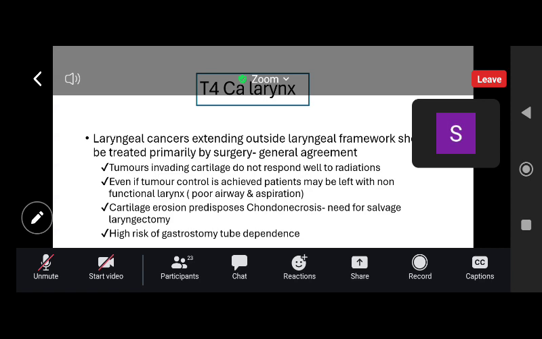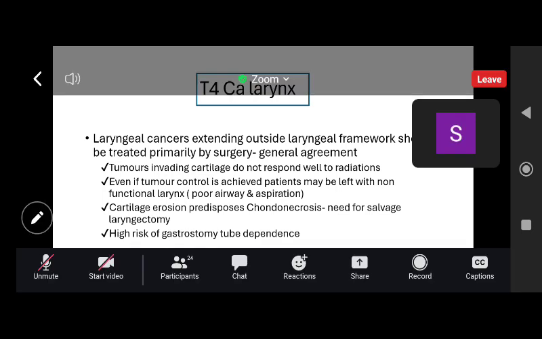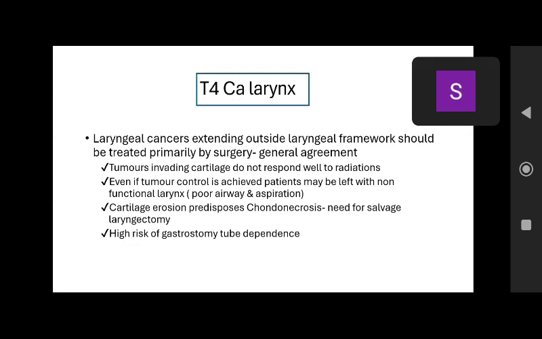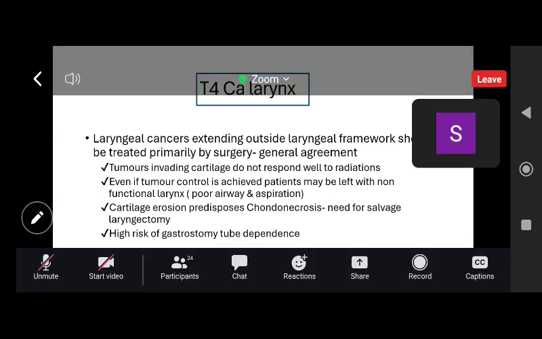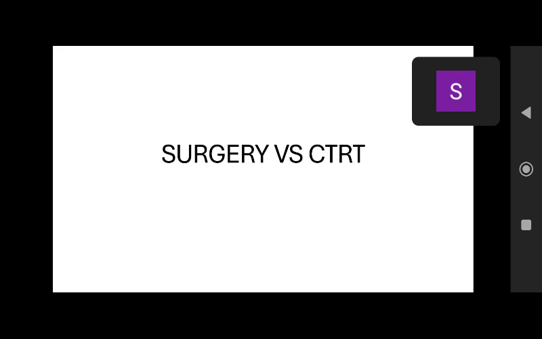So, as I was saying, in the case of T4a larynx, the general consensus is that surgery should be the modality of choice, because these tumors invade the cartilage and do not respond well to radiation. Even if you achieve loco-regional control using laryngeal conservation, most patients will be left with a non-functional larynx. There is a higher risk of poor airway and aspiration. If you give these patients radiation, there is a chance that the cartilage will undergo endarteritis and there will be chondronecrosis, so the chances of doing a salvage laryngectomy will be high. Also, these patients will have a higher risk of gastrostomy tube dependence. So these are the reasons why for a T4a larynx, we do surgery as the primary modality.